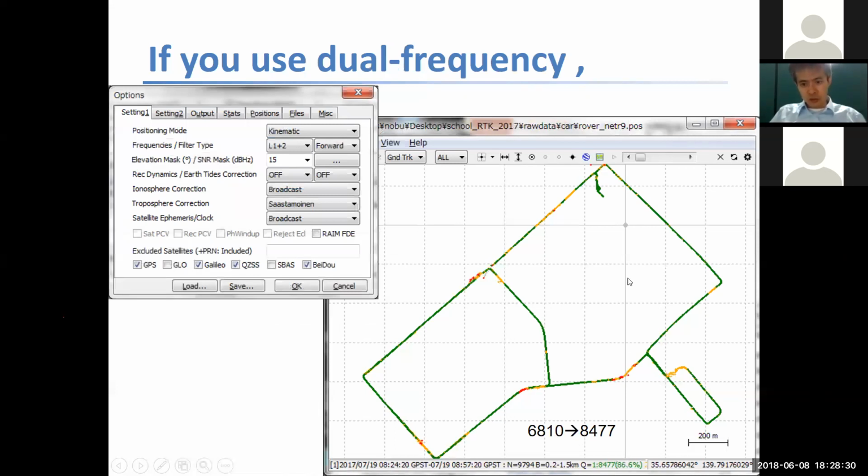87% of fixed solutions, even in the normal urban areas. So here, actually, normal urban area, but here, this intersection, and this area is actually dense urban areas.